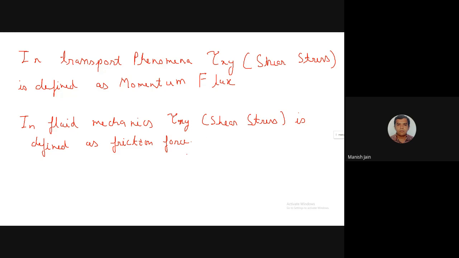Okay. Now the question arises: why do we define tau xy as a momentum flux? When you study transport phenomena, you will study three different types of transport: momentum transport, heat transport, and mass transport. So here the term arises as momentum transport. When you study transport phenomena, you have to make an analogy between heat transfer and momentum transfer, as well as mass transfer and heat transfer.